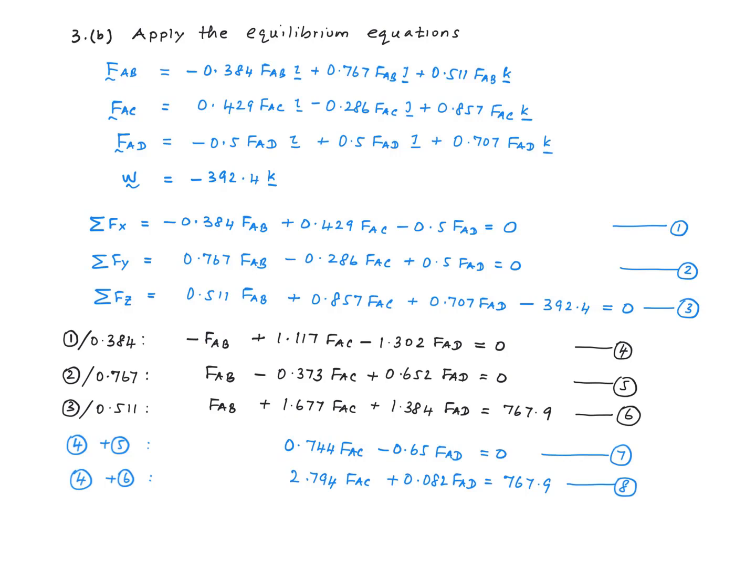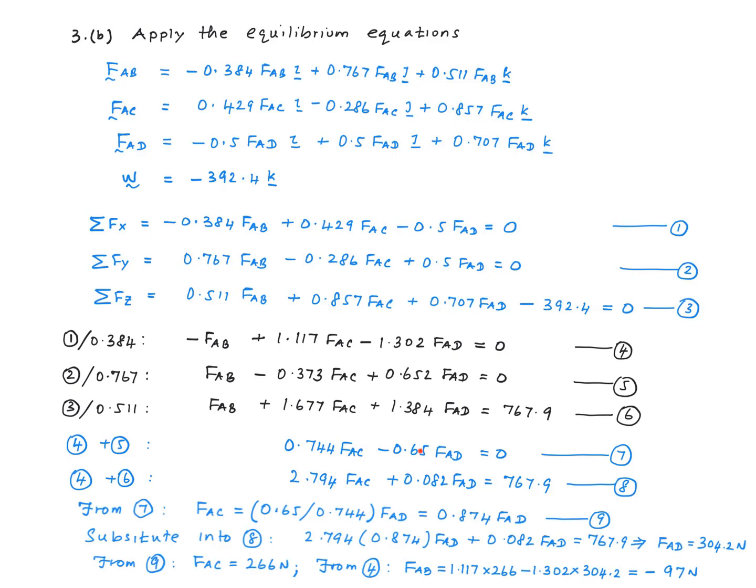Similarly, I'm going to take equations 4 and 6 and add them together. FAB will one more time disappear from the equation. So I end up having two equations in two unknowns, which are FAC and FAD. Now you understand why I divided these equations by these coefficients, right? Now we solve these two equations to get values for FAC and FAD, and then go back to equation number 4 to get a value for FAB. So here are the details.